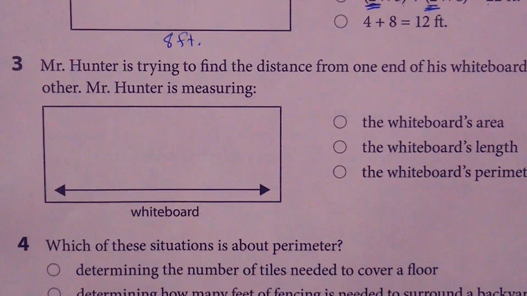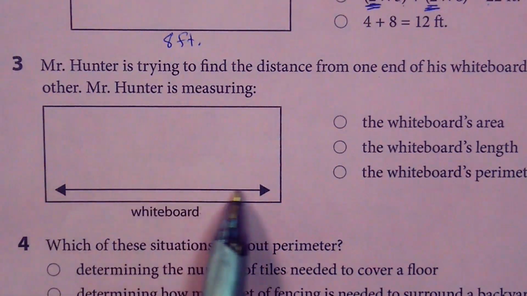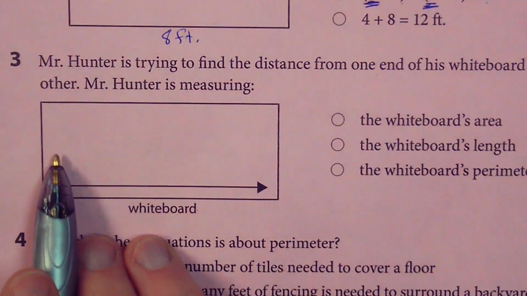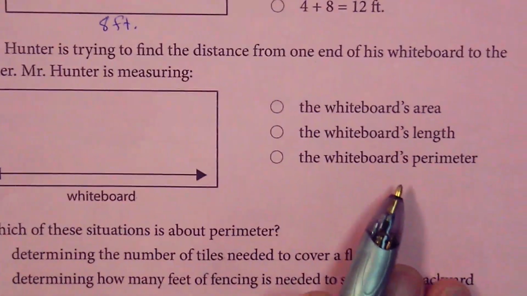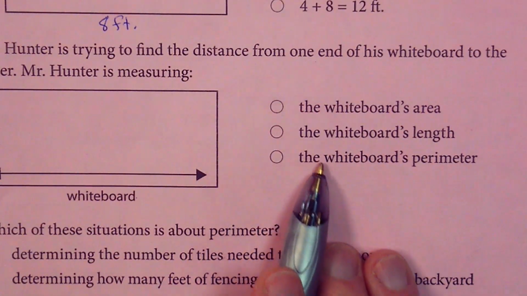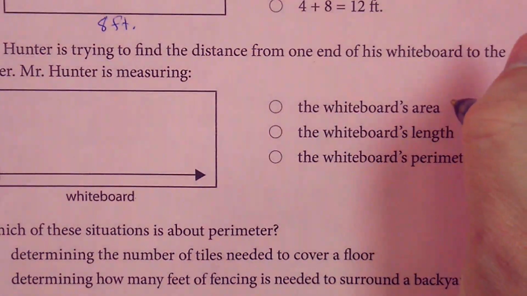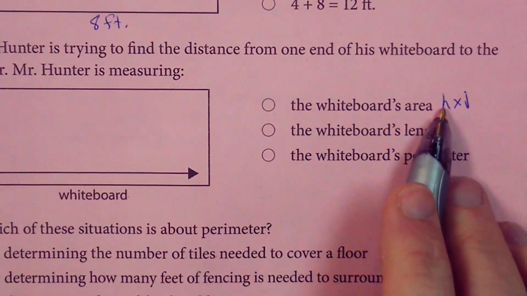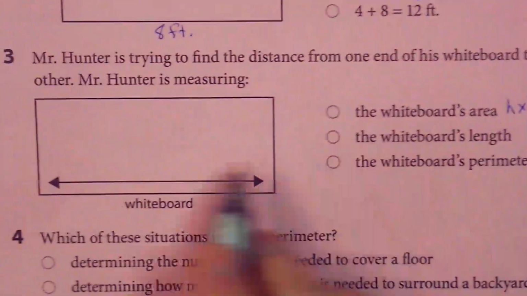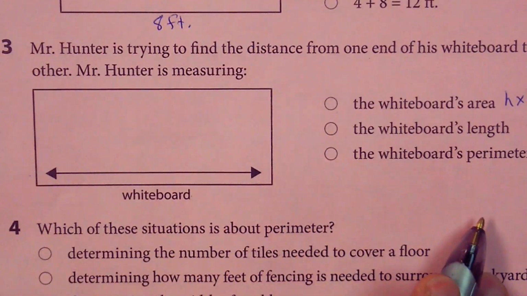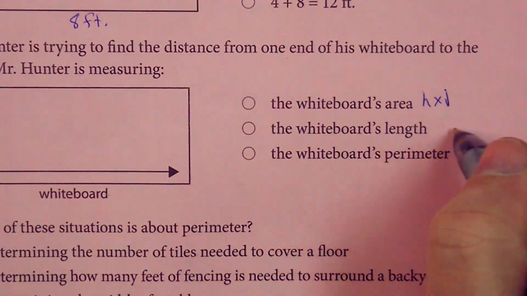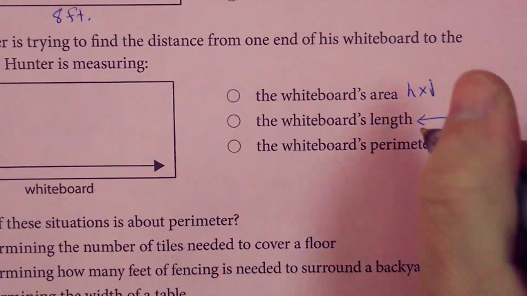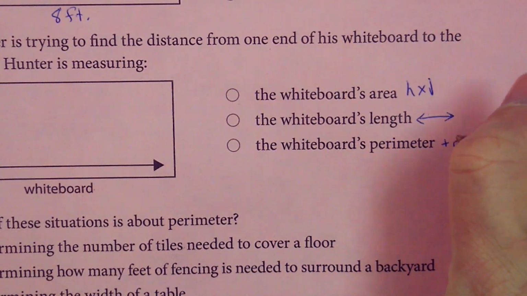Mr. Hunter is trying to find the distance from one end of his whiteboard to the other. Mr. Hunter is measuring the what? So he wants to find the distance from this side to this side. Is he doing the area, the length, or the perimeter? So we know that area is height times length. Well, this is just one dimension, right? We know that length would be like, you could think of maybe how wide something is. And the whiteboard's perimeter would be adding all dimensions.